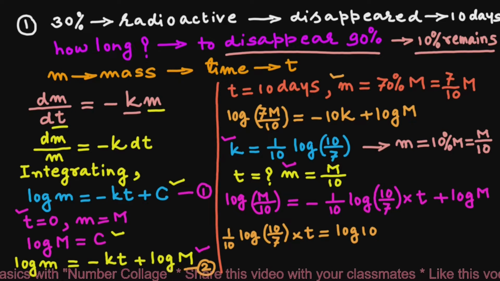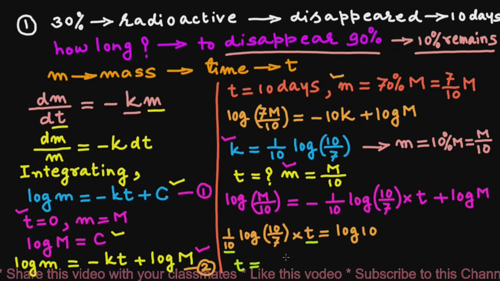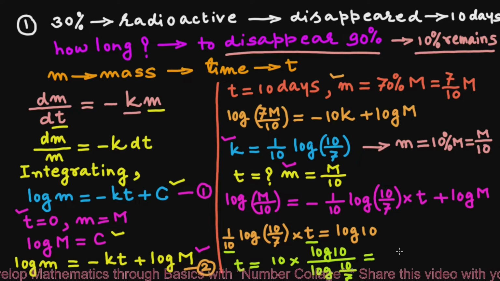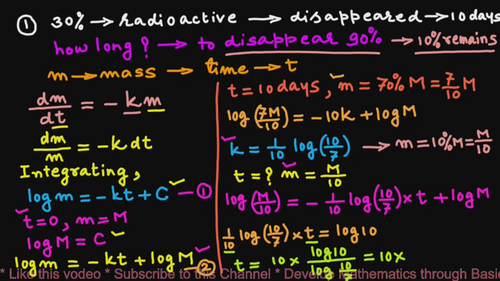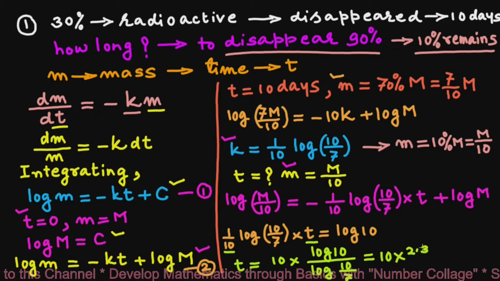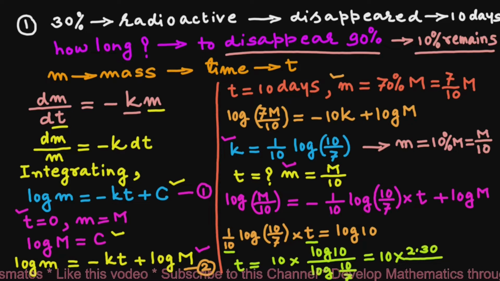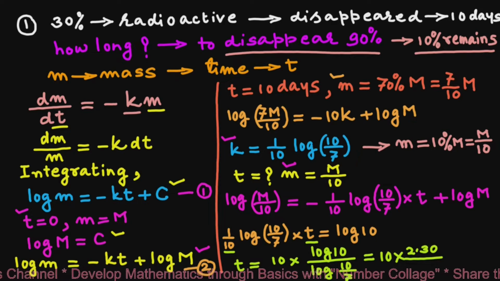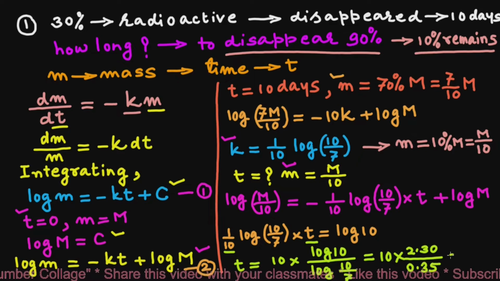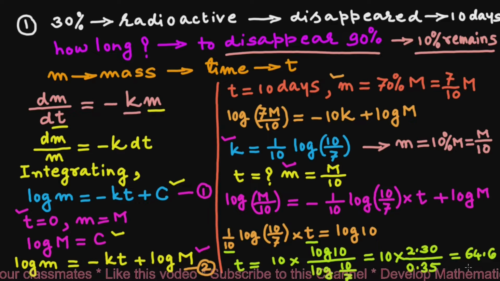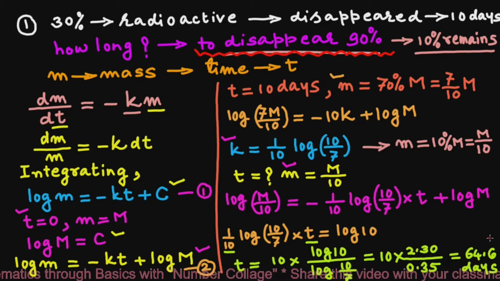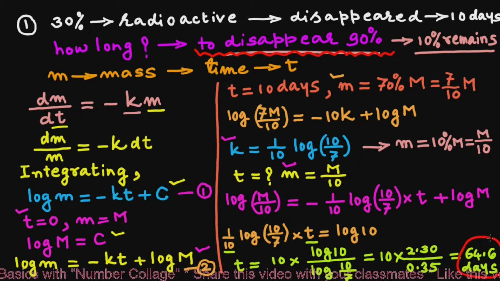So finally, this t will be 10 multiplied by log 10 upon log (10/7). That will be 10 multiplied by log 10 to the base e, which is 2.30, upon log (10/7), that is log 1.43 to the base e, which will be 0.35. That gives us 64.6 days. So our answer will be, in order to disappear 90% of the radioactive substance, 64.6 days will be required.